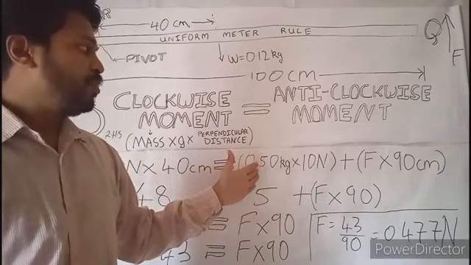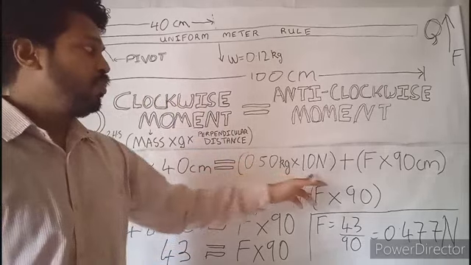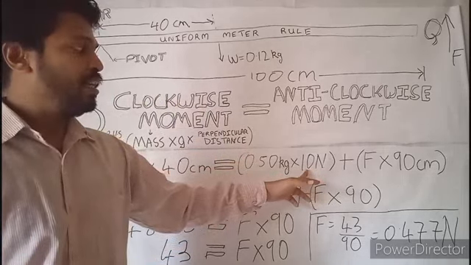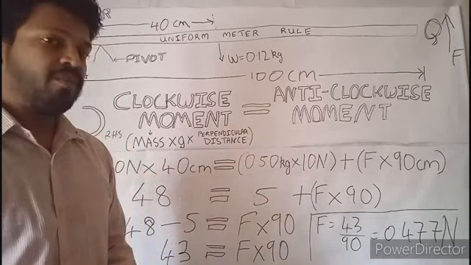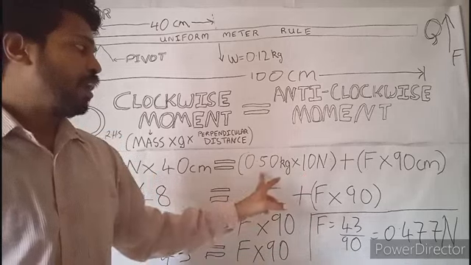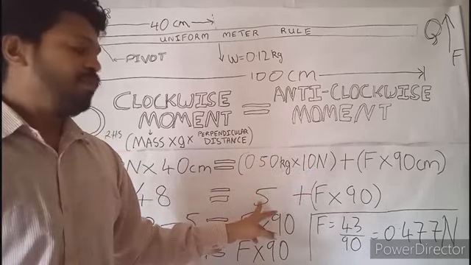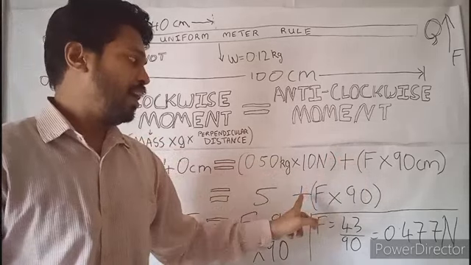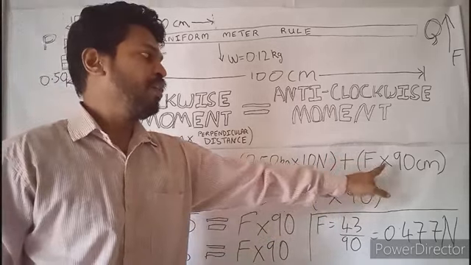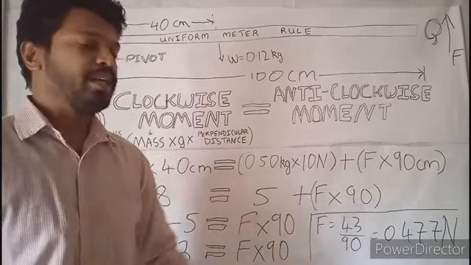One force is due to the mass. Mass is 0.5 kg times the gravitational constant 10 newtons, so we need to multiply that. Once you multiply 0.5 kg by 10, you will get 5. And the second one is the force F times 90 centimeters, so you will get F times 90.